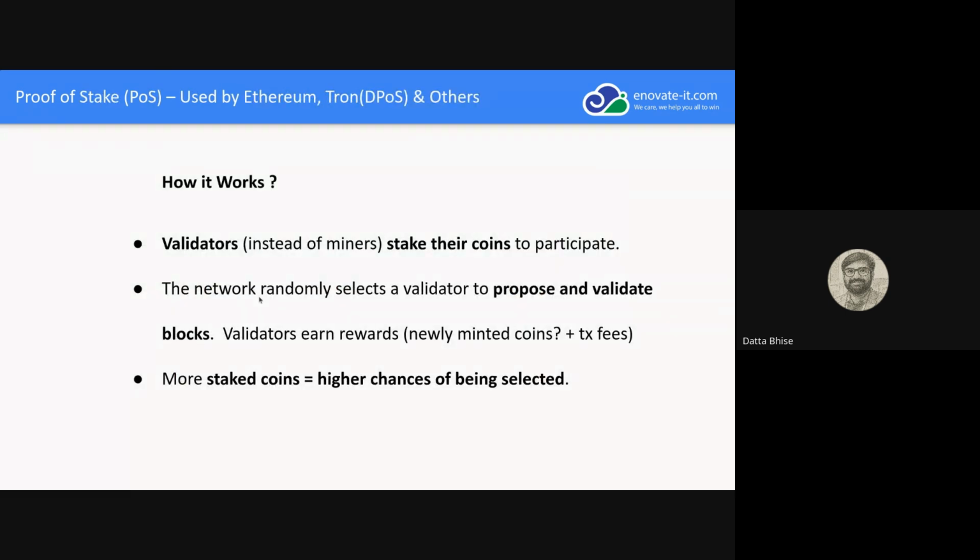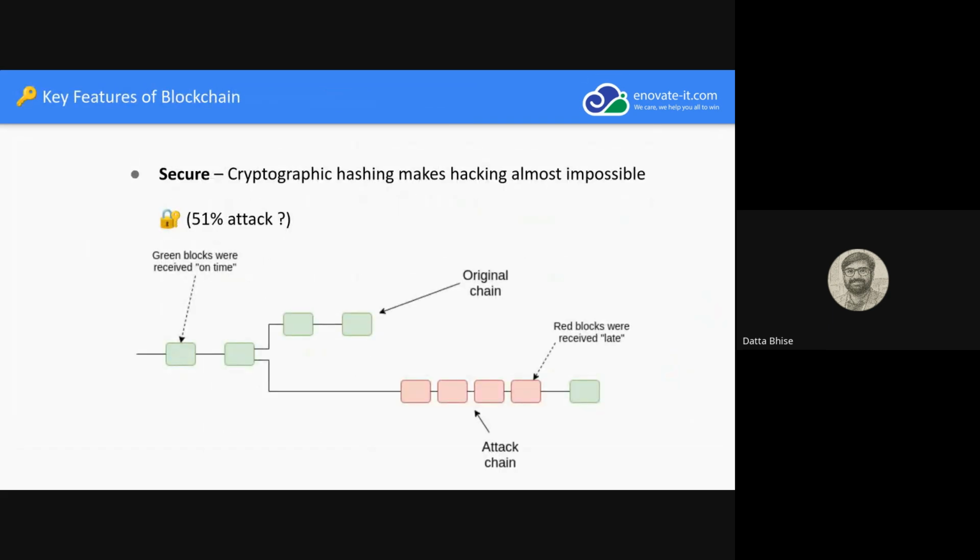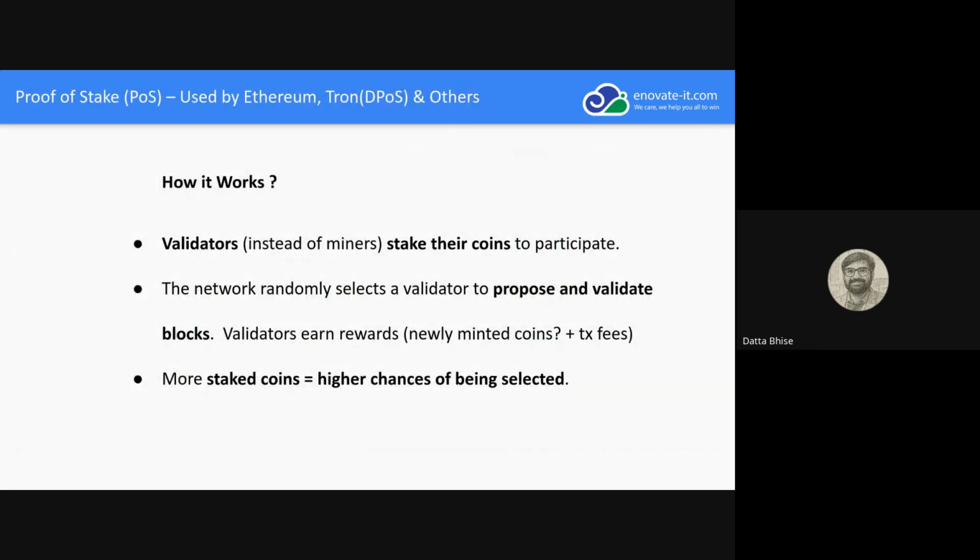Okay, normally what is proof of stake? So Ethereum earlier was also using proof of work. Yes, proof of work, but I guess maybe I'm wrong. Around 2022, they changed to proof of stake.